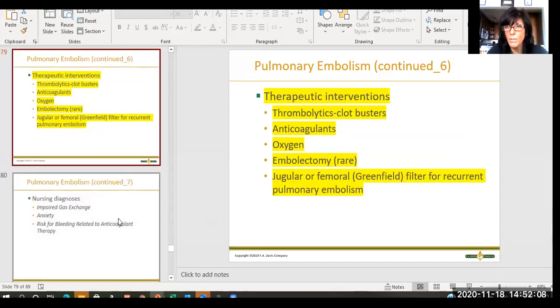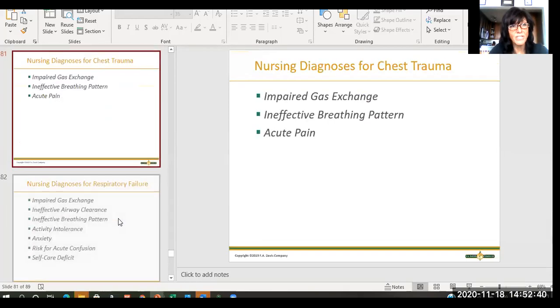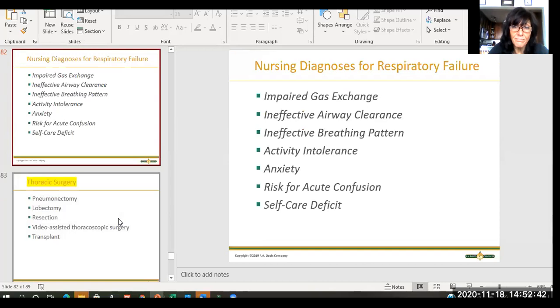Interventions, we can give them thrombolytics, clot busters. We're going to get to that later on in pharm. Anticoagulants, oxygen. An embolectomy is a surgical removal of the embolism, and that's very rare. And then we can put in something called a Greenfield filter. That's a long drawn out explanation that I will get into when we get to cardiac. It's actually a filter we put in the body so that if they do develop blood clots, they can't get to the lungs. It's a simple explanation. There are your nursing diagnoses, right?